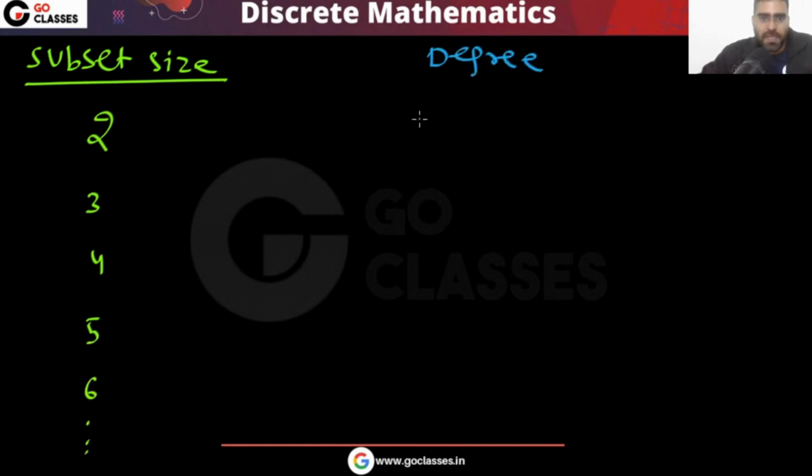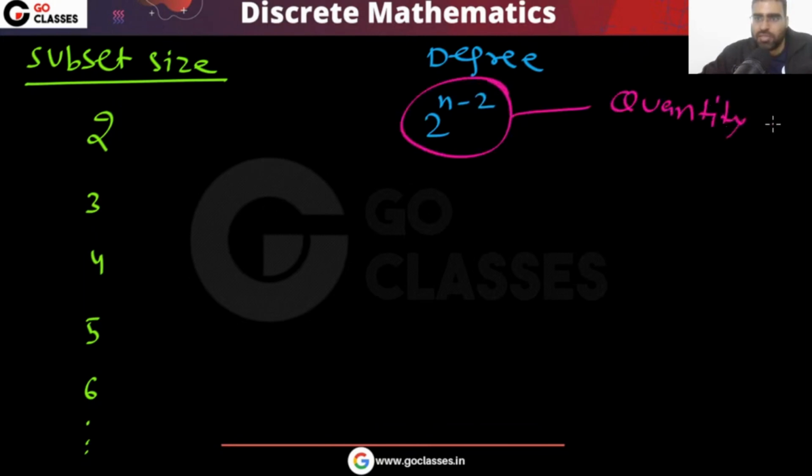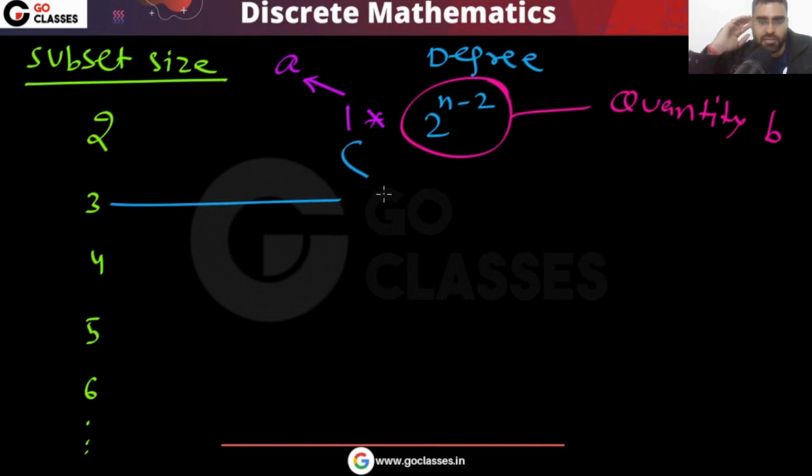Your degree, here you have 2 power n minus 2. This is your quantity B, remember. And this is your quantity A. Now what happened? Now this quantity tripled. Yes or no? This quantity tripled, but this quantity divided by 2.